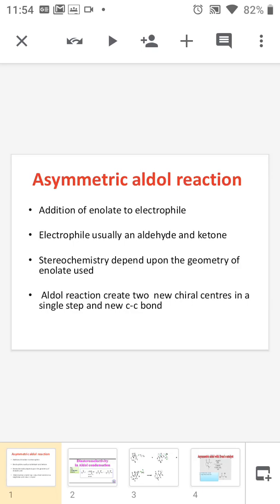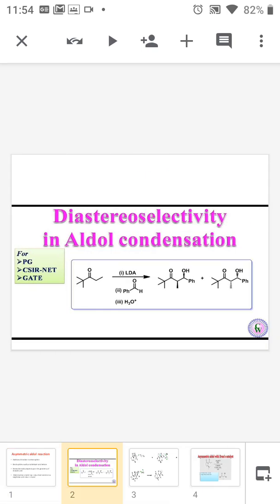Aldol reaction means an addition of the enolate to an electrophile. Usually, we use the electrophile as an aldehyde or ketone. The stereochemistry of the final product depends upon the geometry of the enolate used in the chemical reaction. As you know, the Aldol reaction creates two new chiral centers in a single step and a new C-C sigma bond.